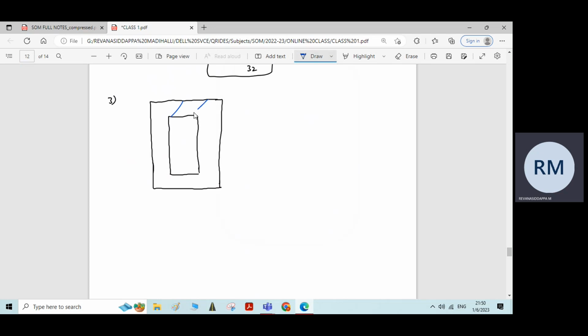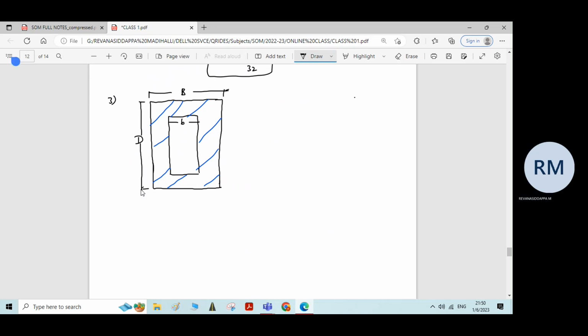This is the hollow rectangular section. Now let us take the cross-sectional dimensions as capital B, the outer width of the rectangular section, and small b as the inner width of the rectangular section. Similarly, capital D as the outer depth of the rectangular section and small d as the inner depth of the rectangular section.